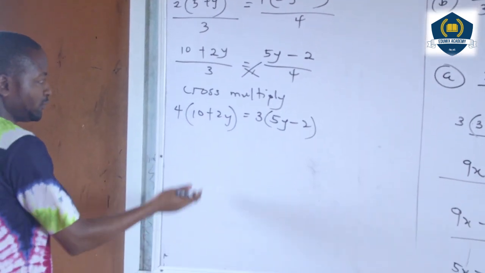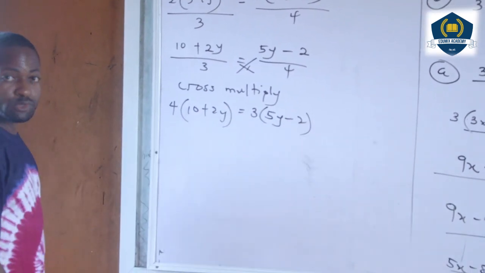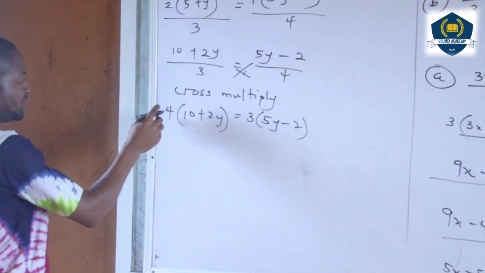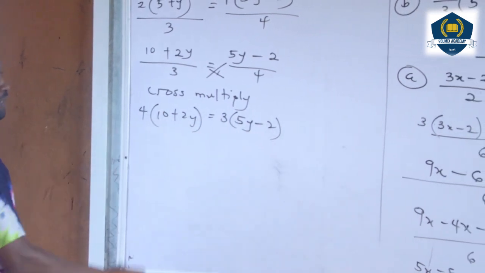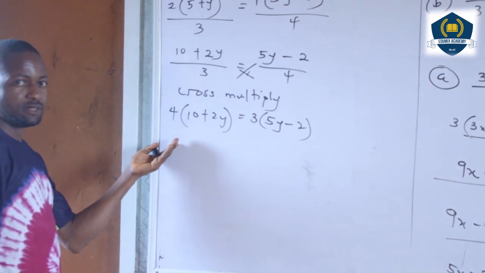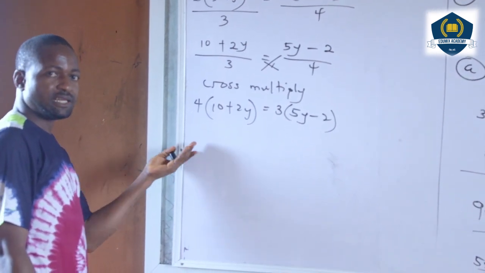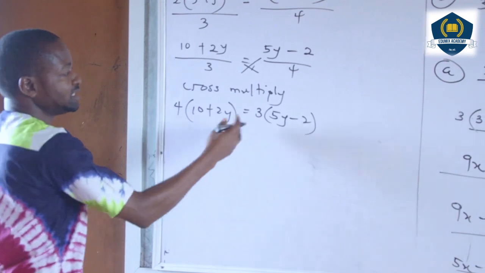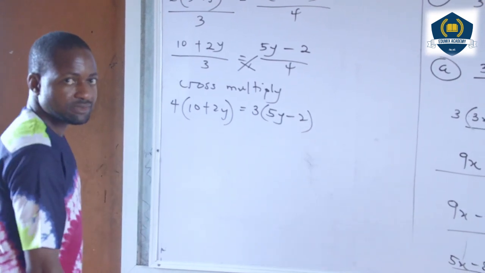It's back to linear form, but we have to expand so that we can collect our like terms and simplify. So this is plus 4, this plus 10, this plus 2y on the left hand side. You know, I told you an equation has the LHS, which is the left hand side, and the RHS, which is the right hand side.